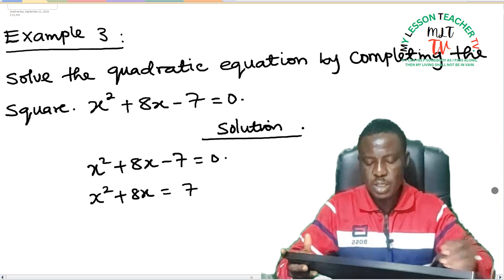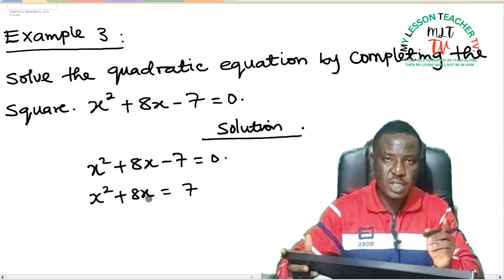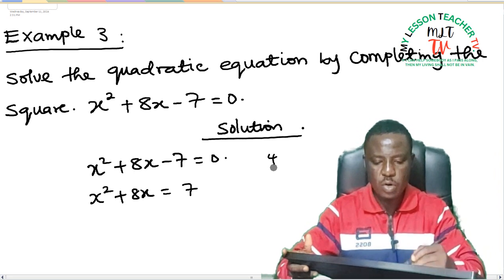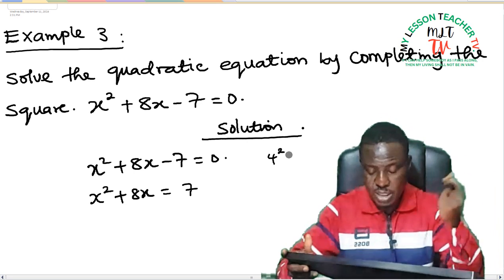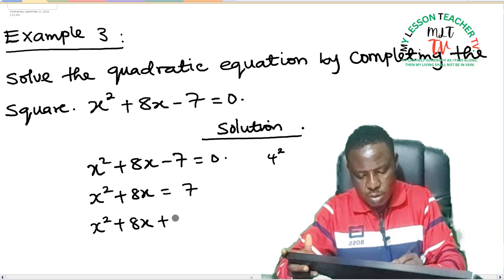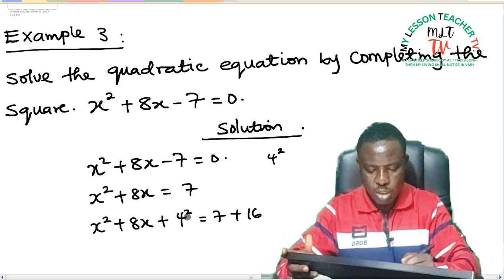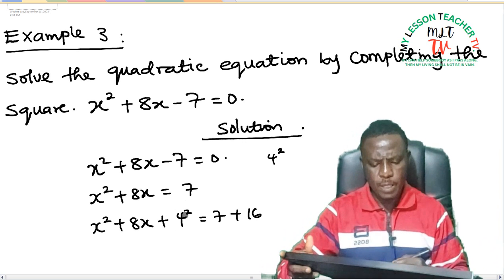So what is the next step? The next step is to look for half the coefficient of x. The coefficient of x is plus 8. Half of 8 is 4. Square it, it gives you 16. Then add it to both sides. This becomes x squared plus 8x plus 4 squared is equal to 7 plus 16. I decided to leave it as 4 squared, for 4 squared is still 16.